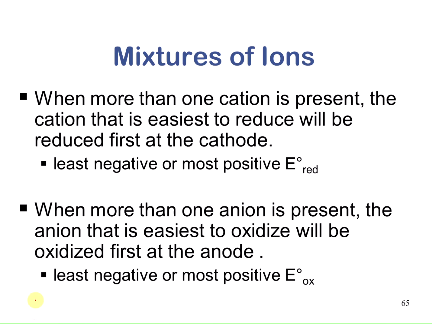Now when you have mixtures of ions, things get a little bit more complicated. When more than one cation is present, the cation that is easiest to reduce will be reduced first at the cathode. So we're talking about the least negative or the most positive reduction potential. When more than one anion is present, the anion that is easiest to oxidize will be oxidized first at the anode. So we're talking about the least negative or the most positive oxidation potential. Remember, the larger, more positive that value is, the more favorable the reaction is to occur, and the more favorable one always happens first.